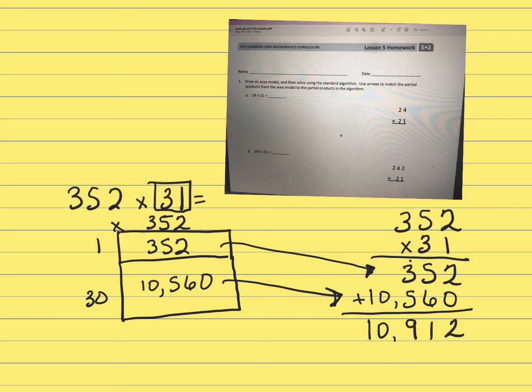Okay, here in number 1, it says draw an area model. So I've drawn one for you for a different problem. And you'll notice I just broke up the 30, 3 and the 1. So I have 1 times 352 and 30 times 352. And so then I drew an arrow to show the partial product. So now pause the video and carefully do A and B.